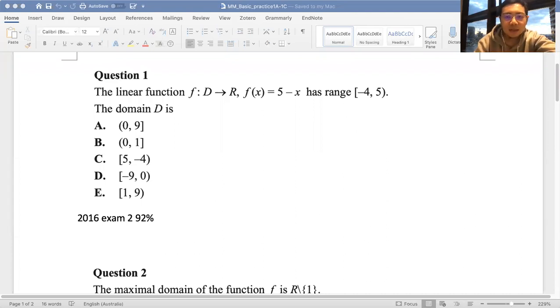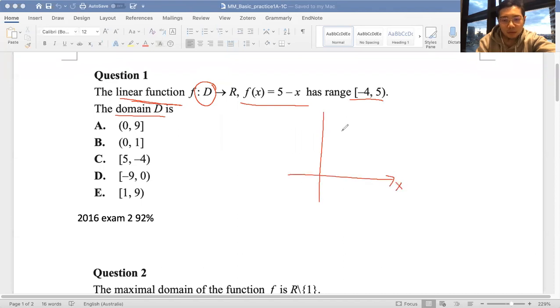So the first one tells us it's a linear function, okay? Then it just asks us to find the domain and gives us a relationship, which is 5 minus x, and the range is -4 to 5, okay? So let's draw the graph first, x and y. When my x equals 0, it's 5, and when my y is 0, x is 5, so I directly draw the line over here. Okay, now make sure this one is range, so it's y value.